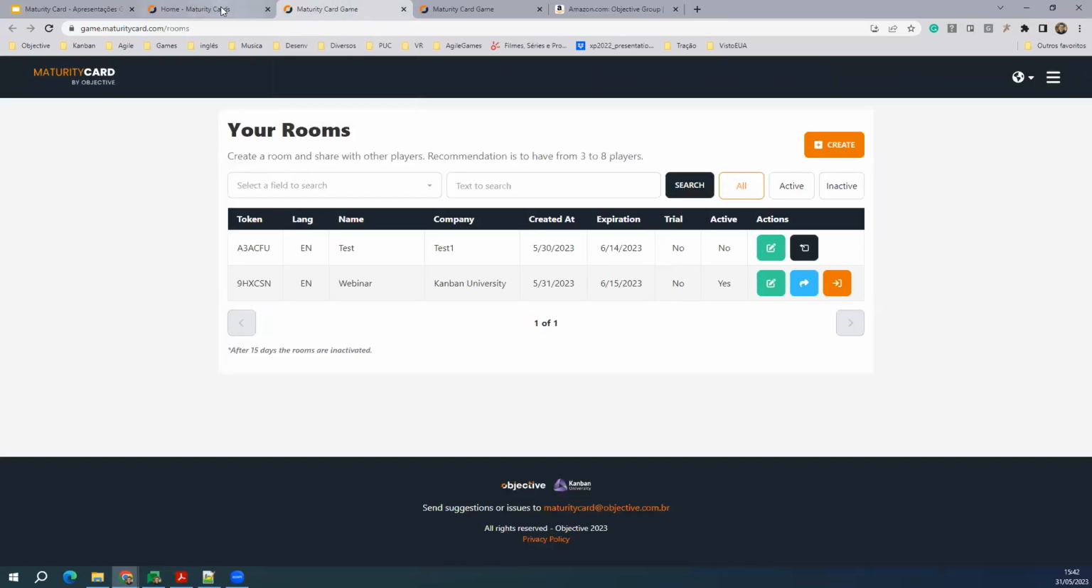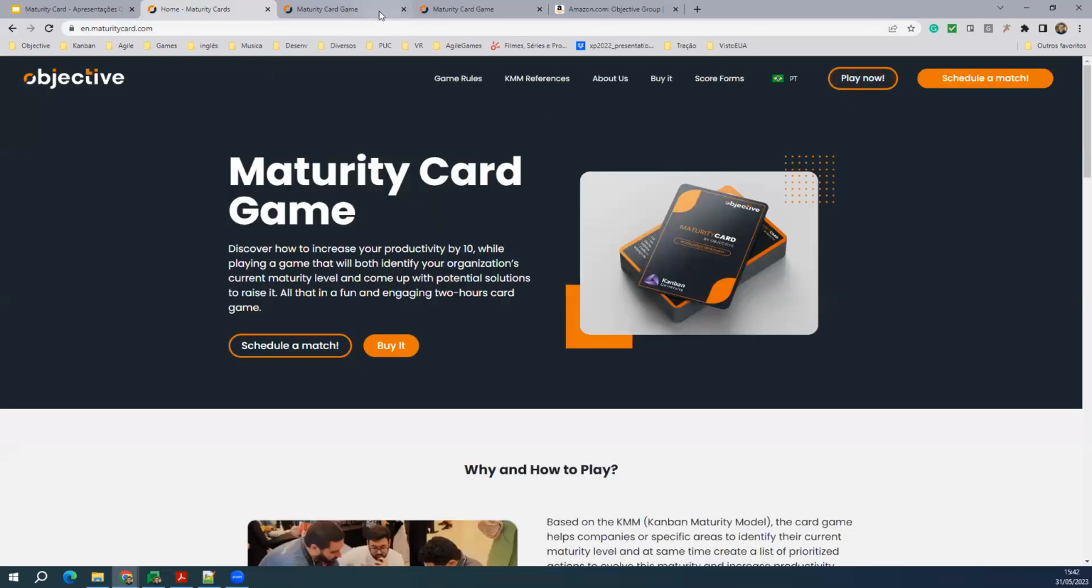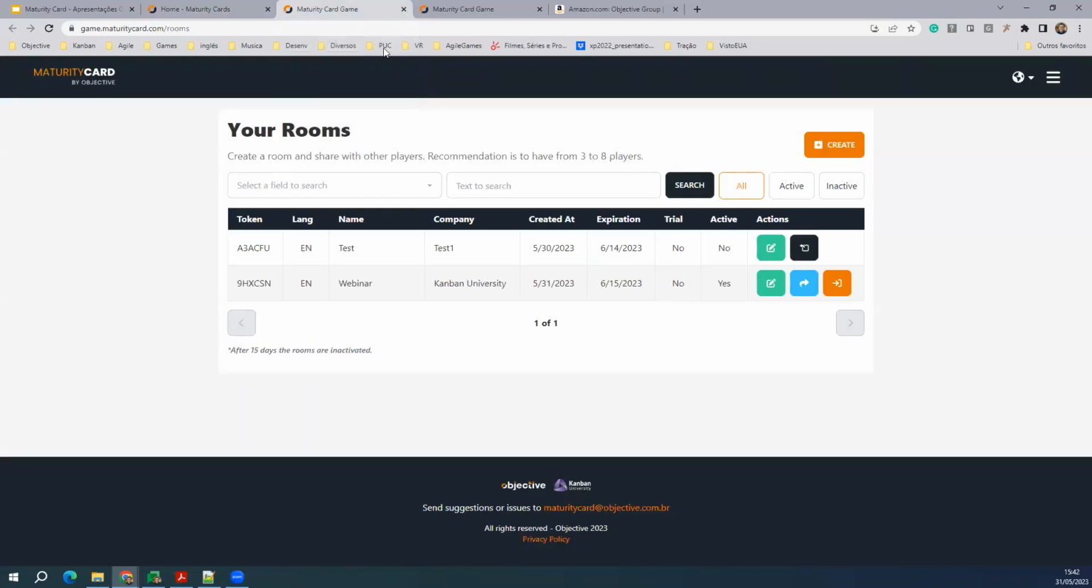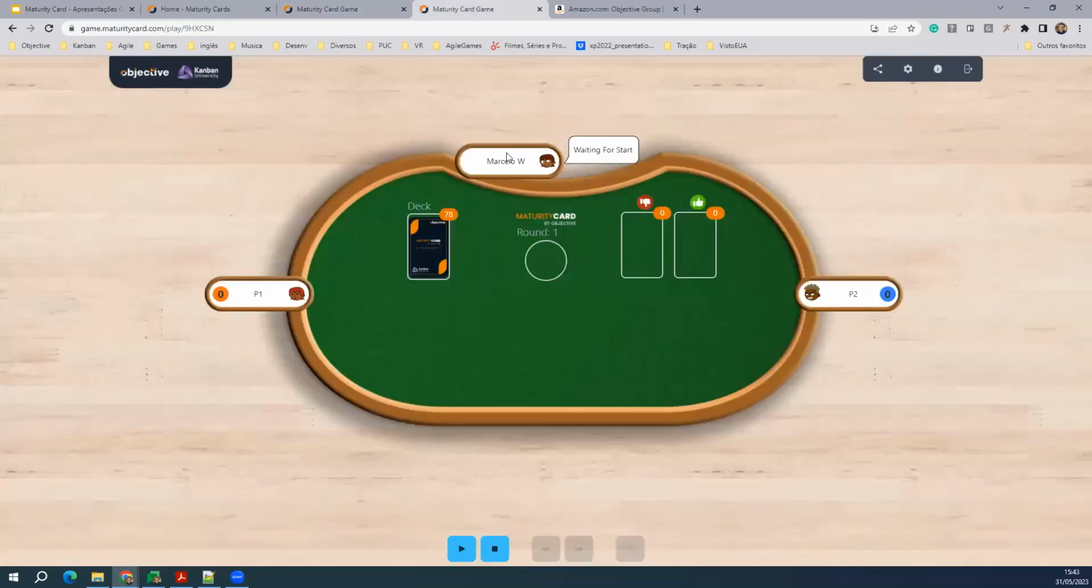Okay, so here we have the maturity card game website, and here when you click on play now, of course you need to register, but here we have the rooms. I created two rooms here, and here you can just click on join room, and you have some screen like this one. Just to confirm, are you seeing my screen? Yes. Okay.